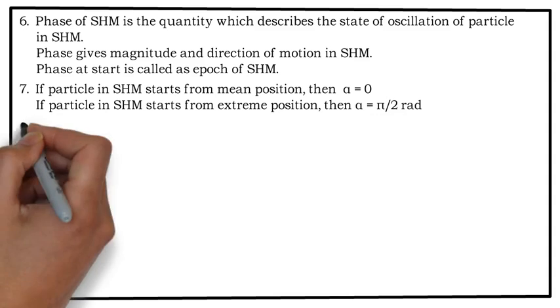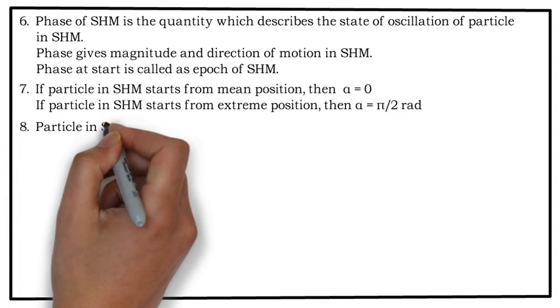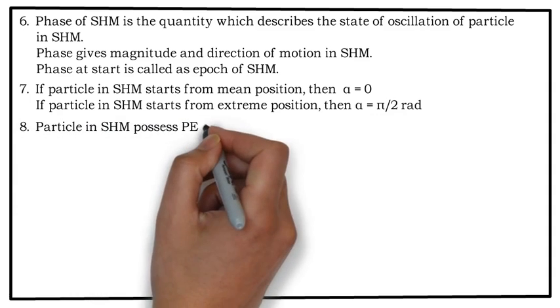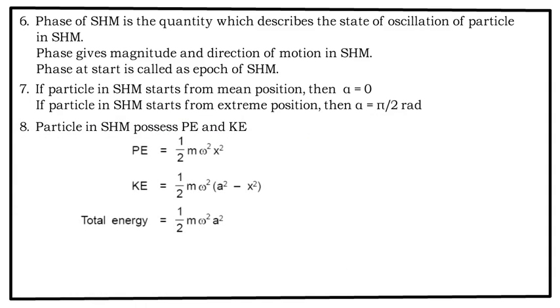Point number 8. Particle in SHM possesses potential energy and kinetic energy both. Potential energy is equal to half m omega square x square and kinetic energy is half m omega square bracket a square minus x square. The total energy of SHM is half m omega square a square. Energy in SHM is always conserved.